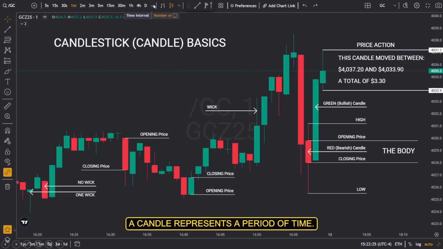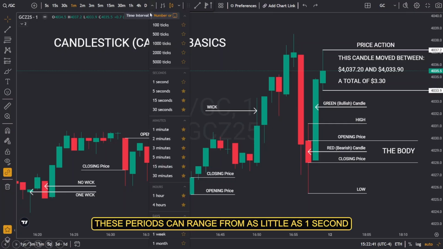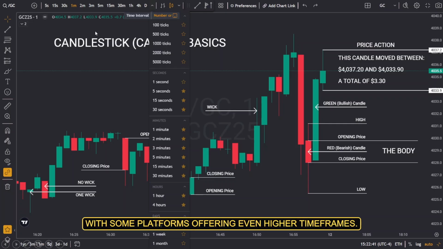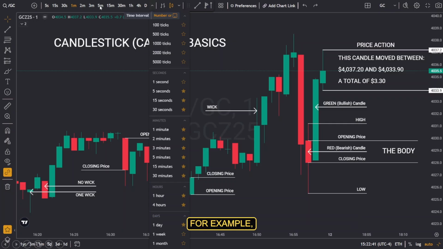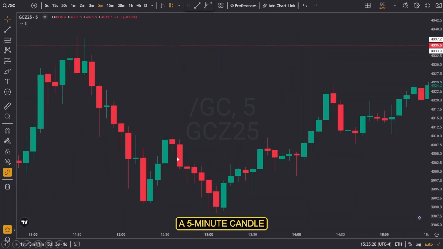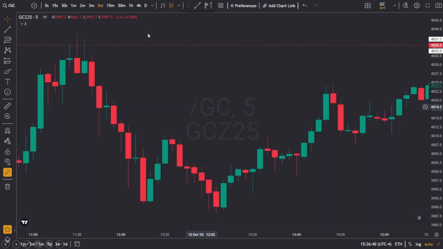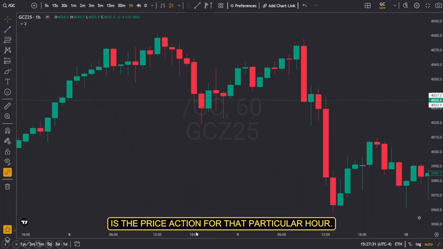Finally, a candle represents a period of time. These periods can range from as little as 1 second to as high as 1 month, with some platforms offering even higher time frames. For example, a 5-minute candle is the price action during that 5-minute period, and a 1-hour candle is the price action for that particular hour.